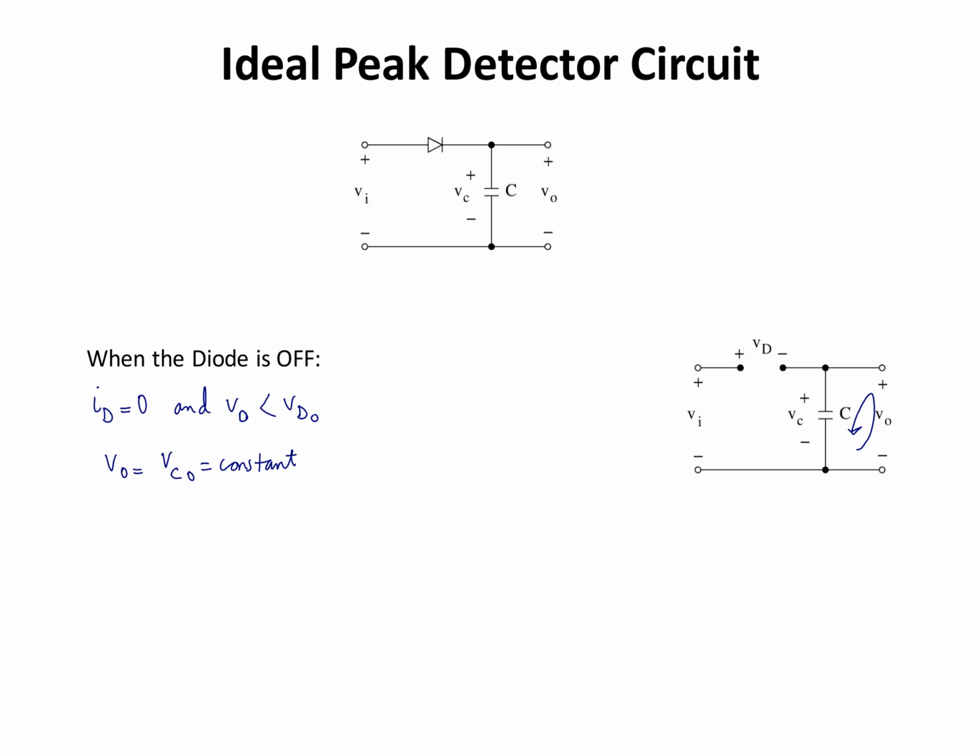I'm going to label it VC sub 0. And VD is going to be equal to Vi minus VC. That's my KVL in here. And I know that this is less than VD sub 0. From there, I know that Vi is going to be less than VC sub 0 plus VD naught. This is the condition for which the diode is off, and when the diode is off, Vout is going to be equal to VC sub 0. VC sub 0 is the capacitor voltage at the moment the diode turns off. When it is off, the voltage across the capacitor is going to stay constant.